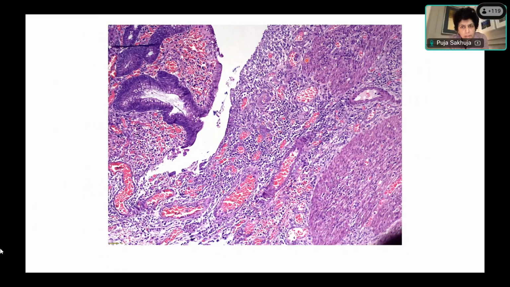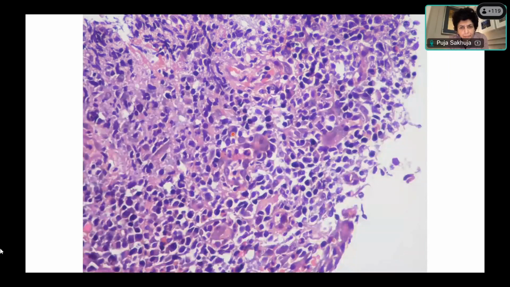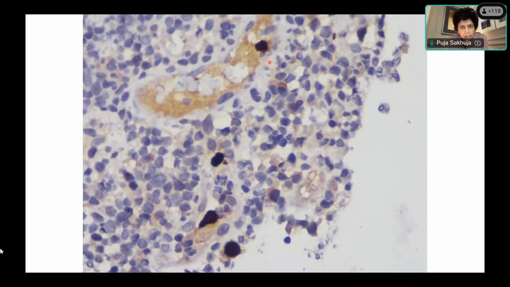But in this case, coming back to this case, we did not see that. Instead, we saw these cytomegalovirus inclusions. Yes. And how can we confirm that? By CMV IHC. Yes, we can confirm it by CMV IHC. So these are those inclusions, and CMV IHC was done.